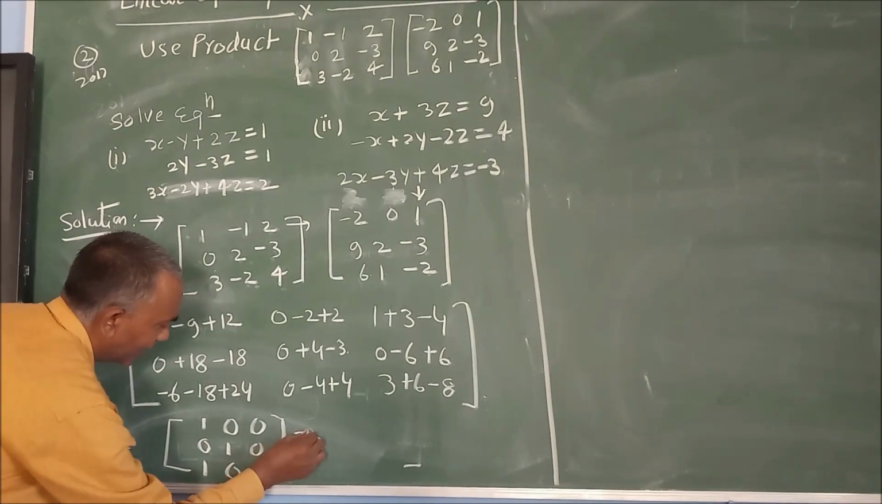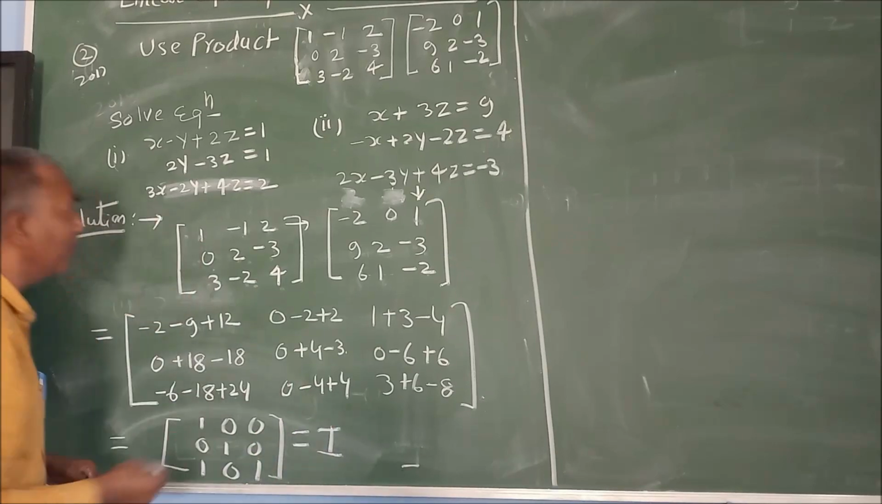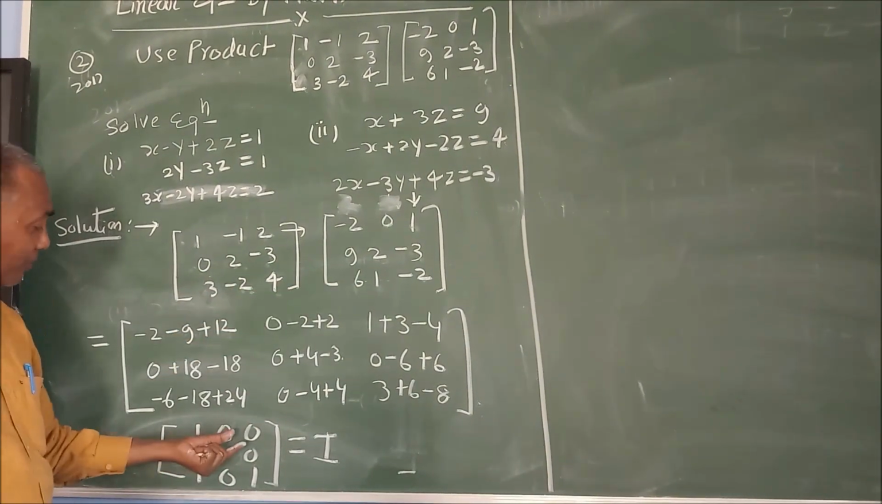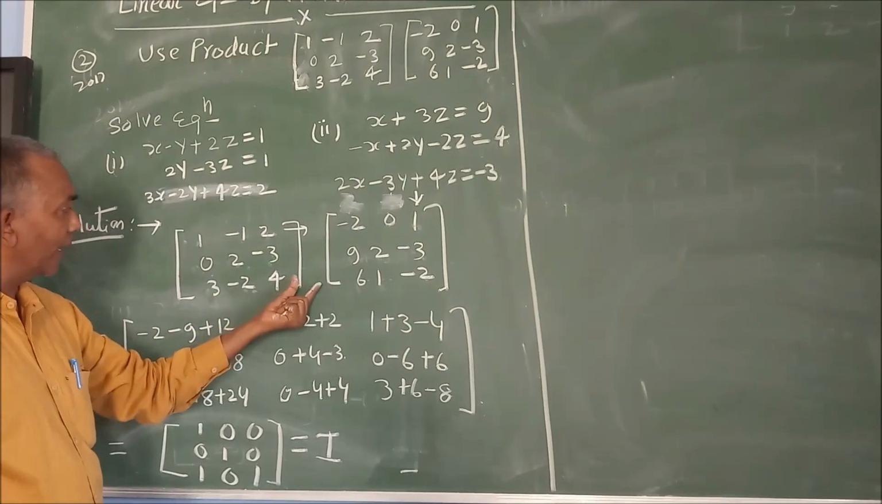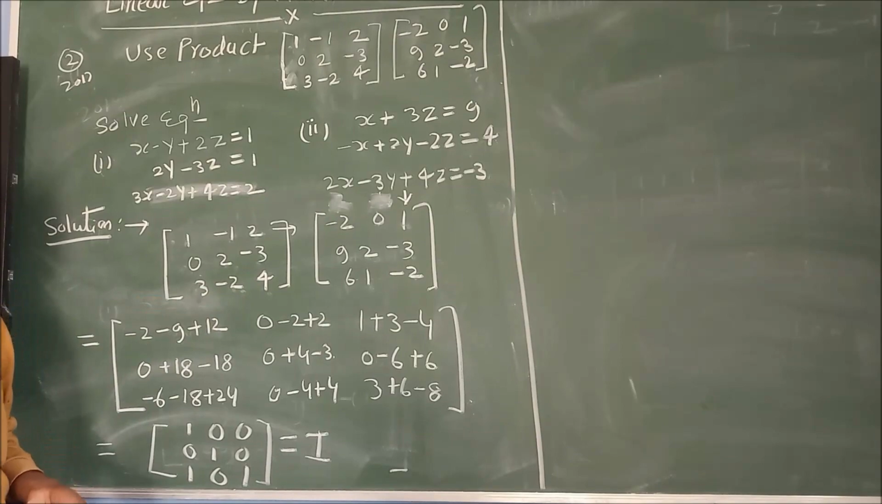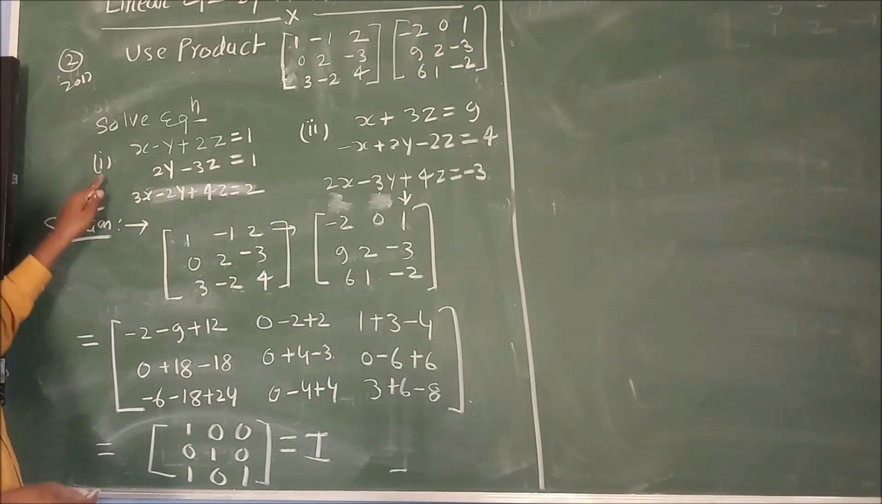So this is an identity matrix. Identity matrix means these two are inverse of each other. What is the meaning? If the product of two matrices is identity, that means these two are inverse of each other. Now come to the first question.